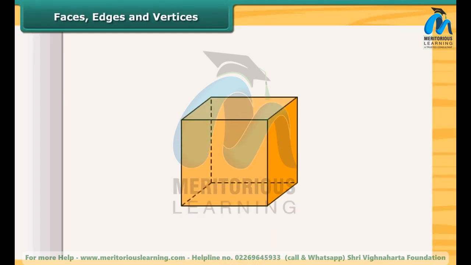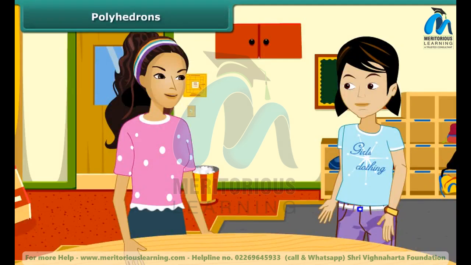Look at this cube. This is the face of the cube. This is the edge of the cube and this is the vertex of the cube. An edge is a line segment where the faces meet. And the vertices are the points where the edges meet. Do you know what we call a solid having flat faces, edges and vertices? No.